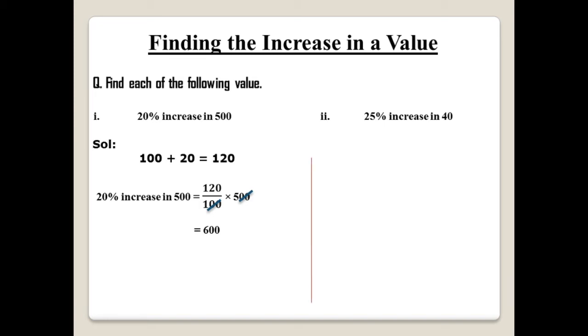For the second part, it is 25% increase, means overall percentage is 125 here. So what we have to do is to find the 25% increase in 40, which is ultimately equal to 125 over 100 multiplied by 40. Cancel 125 and 100 by 25, that is 25 5s are 125, 25 4s are 100, then 4 1s are 4 and 4 10s are 40. Then multiply 5 and 10, we will be getting 50.